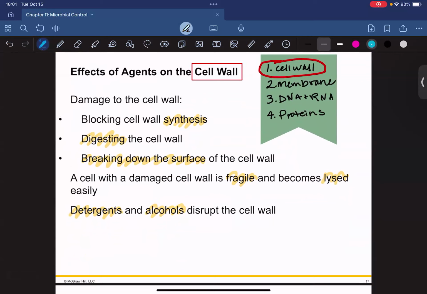So cell walls, we can block them by blocking the synthesis, making them, or by destroying them. So that's two ways we can look at it. Once we destroy the cell wall, it's easier to lyse or break open the cells. And some things that work pretty well with disrupting the cell wall tend to also be good at disrupting the membrane. That includes detergents and alcohols.